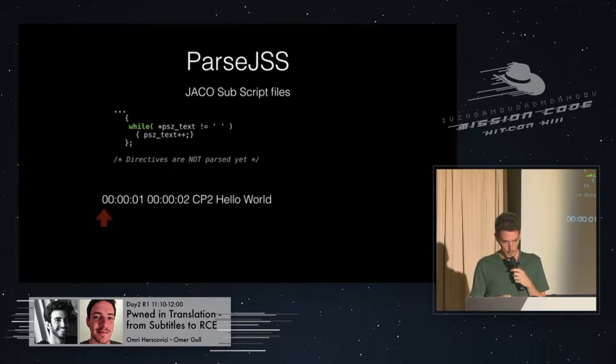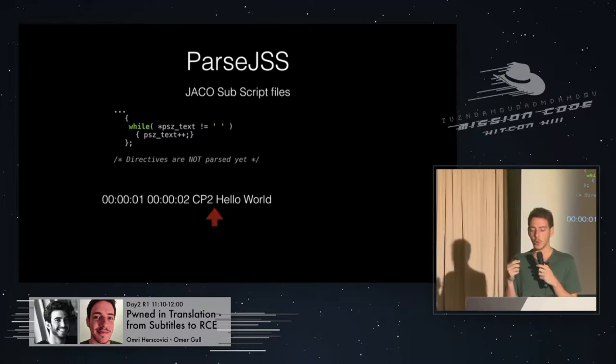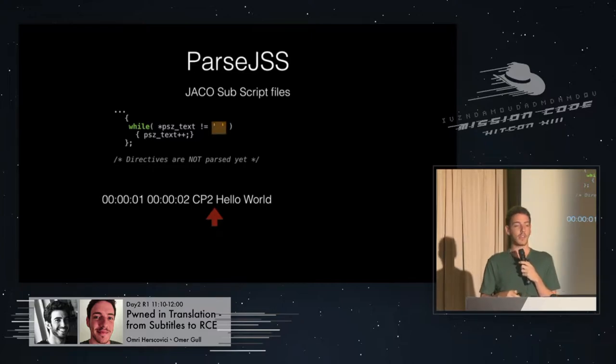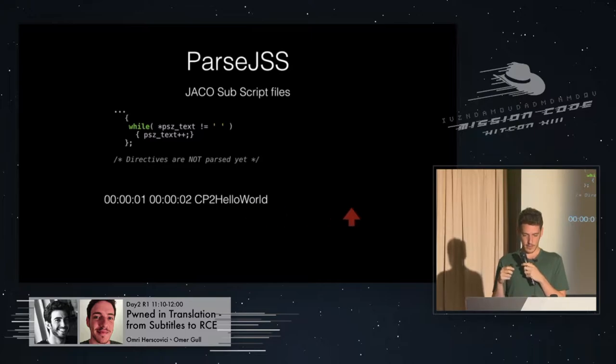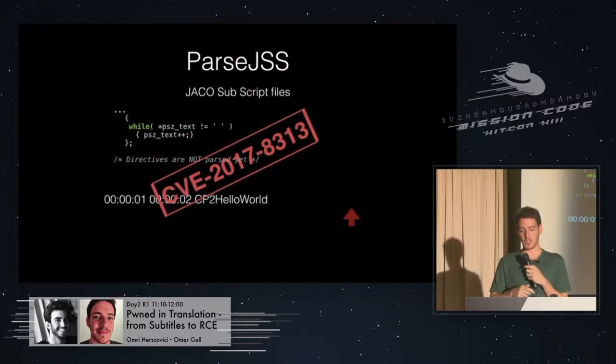So here and throughout, PSC text is a pointer to a null terminated string allocated on the heap. And the code assumes a directive is always followed by a space. Therefore, it would look for this space to indicate the end of a directive. In case a directive is written without any following spaces, this while loop will skip the null byte terminator, overrunning the buffer. And that was assigned with this CVE. And this got our attention to the parse.jss function.